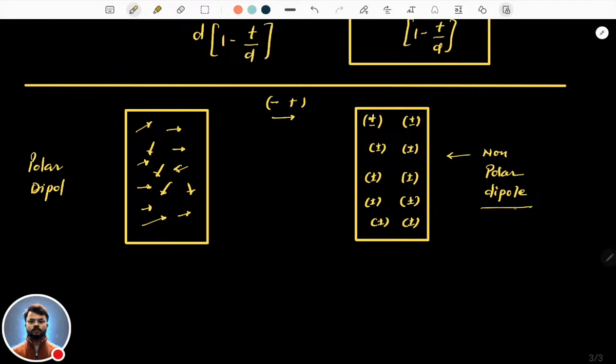These non-polar dipoles don't show any dipolic property when there is no electric field present, while the polar dipoles show the dipolic property, but they are randomly oriented. They don't have any particular uniform direction. They are randomly oriented in any direction. So there is no net dipole moment for a complete body. So what happens when we place these two in an external electric field?